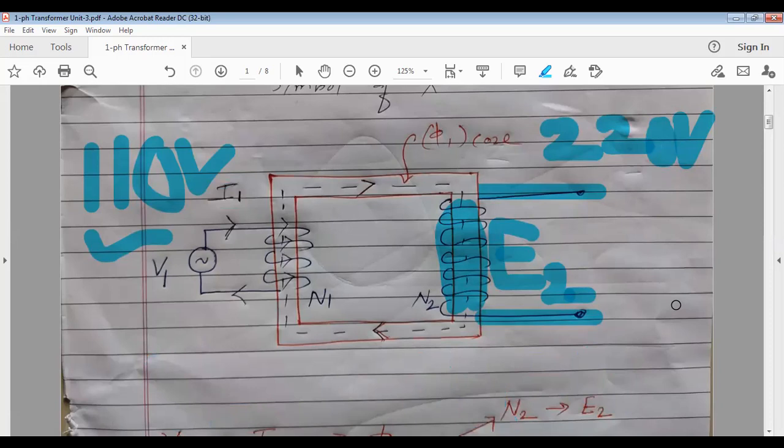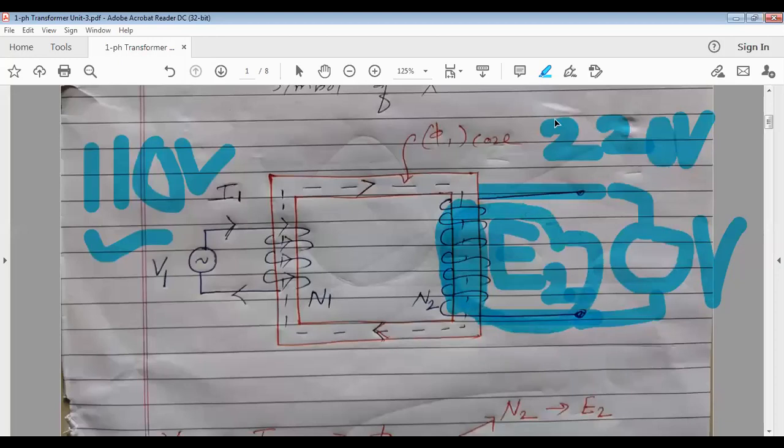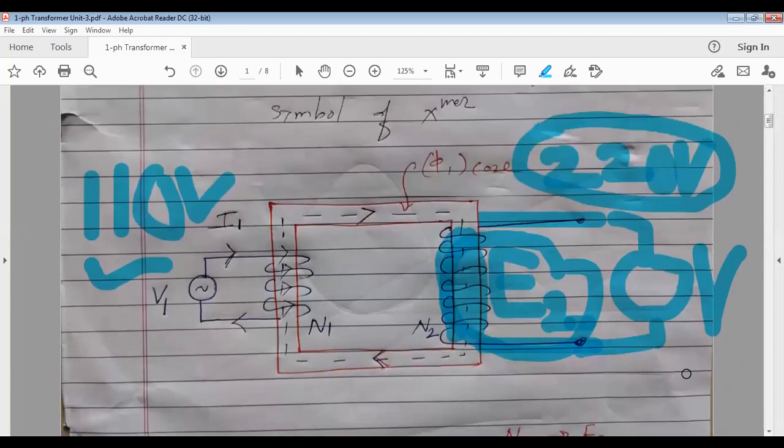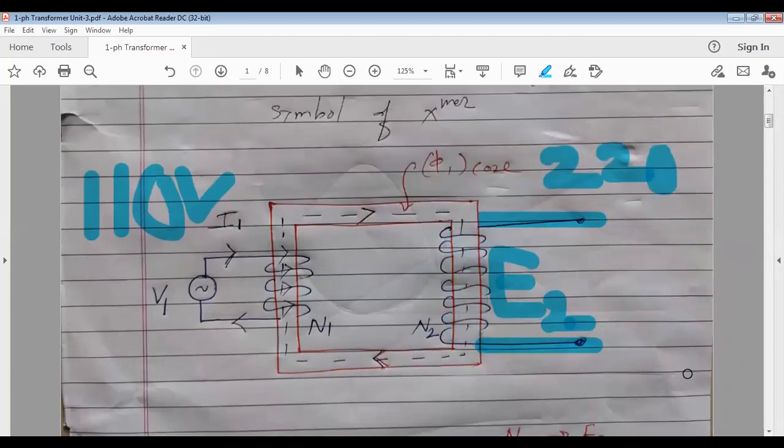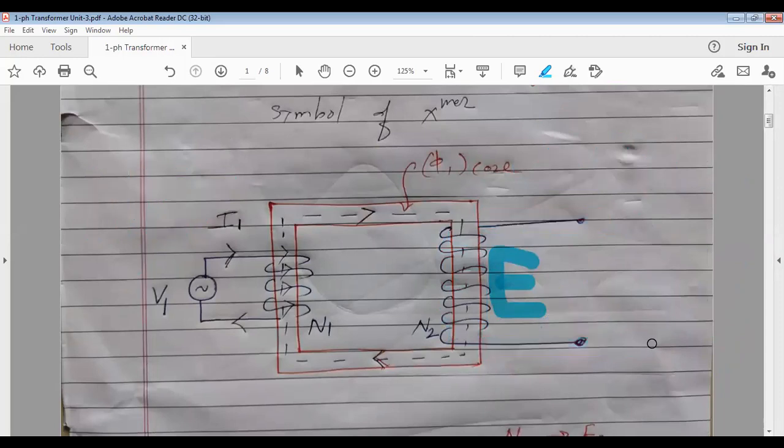Now across the secondary, if you connect one voltmeter across these two terminals, it will give you some reading, and that will be the value of E2. Consider here it is approximately 220 volt. Got it? As no load is connected on the secondary, this induced voltage E2, that is 220 volt, is called the no load voltage. Clear up to this to everyone? Yes, ma'am.